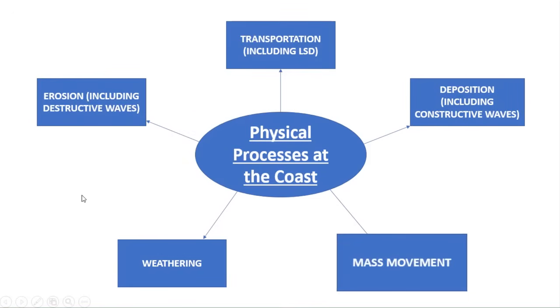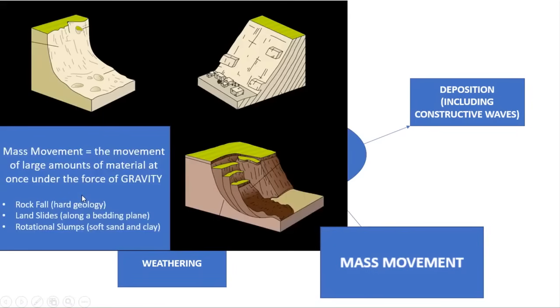So mass movement next. Mass movement, and a definition of mass movement, is the movement of large amounts of material, hence the mass, at once under the force of gravity. So the movement is always downhill, and gravity is the only thing moving it. So mass movement tends to move weathered material, the loose material, as a result of rainwater and gravity.